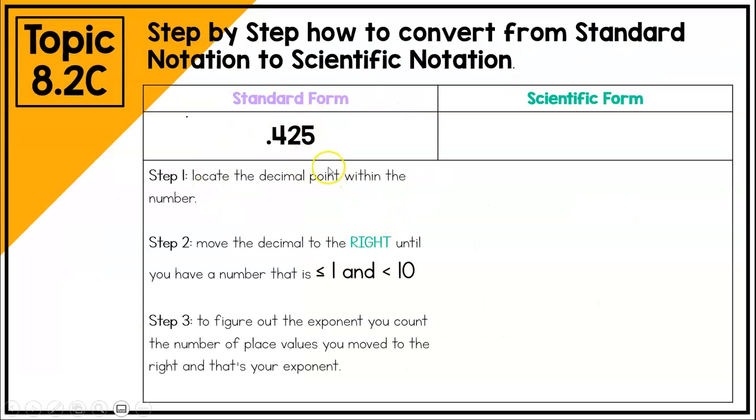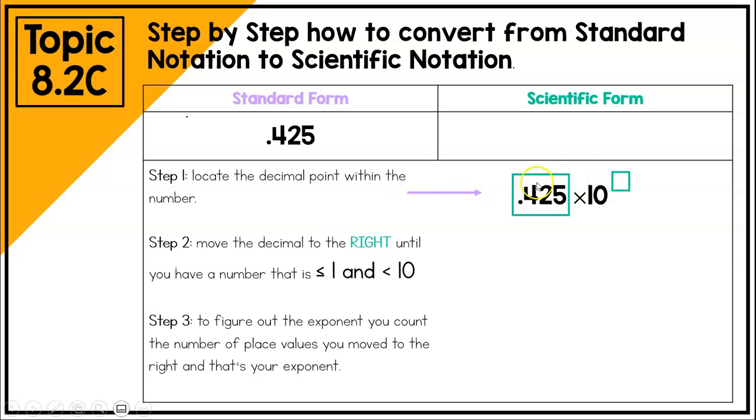So here we're given the number in standard form, and we're going to convert it to scientific notation. Our number is 425 thousandths. Again, it's greater than 0, but it's less than 1. It's super tiny. So first things first, step 1, we're going to locate the decimal within our number.